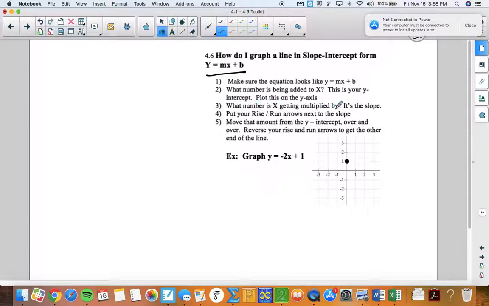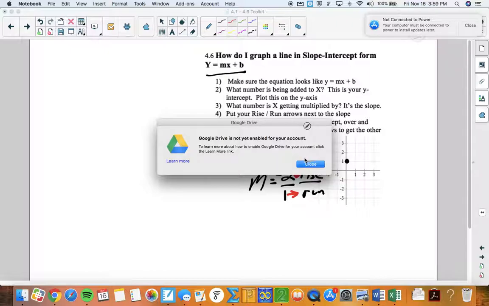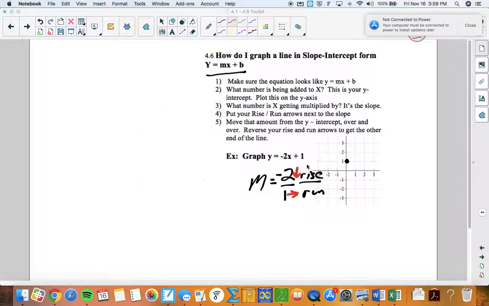Next, what number is x getting multiplied by? That's the slope. So my slope, or m, is negative 2. Now, slope is rise over run. So if it's negative 2, you should divide that by 1. Now we're going to put our rise run arrows next to it. Because it's negative 2, I'm going to go down 2 for every unit I move 1 to the right. So from the y-intercept, move that amount. Over and over. So from the y-intercept, I'm moving down 2, right 1.